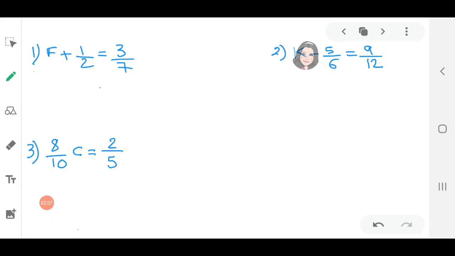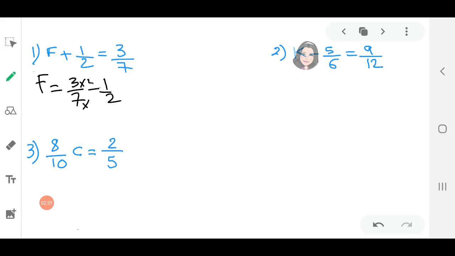Now what if we have a fraction? We write over here that f is going to be equal to 3 over 7 minus 1 over 2. Now, two fractions, we are subtracting them. Whenever we're adding or subtracting fractions, we need the same denominator. So the 7 and the 2, I ask myself, what's the least common multiple of 7 and 2? It's going to be a 14.